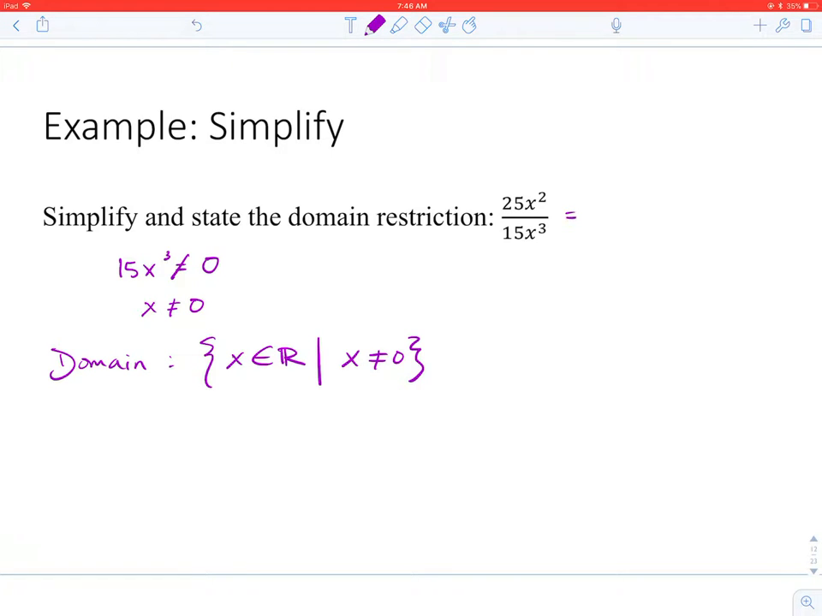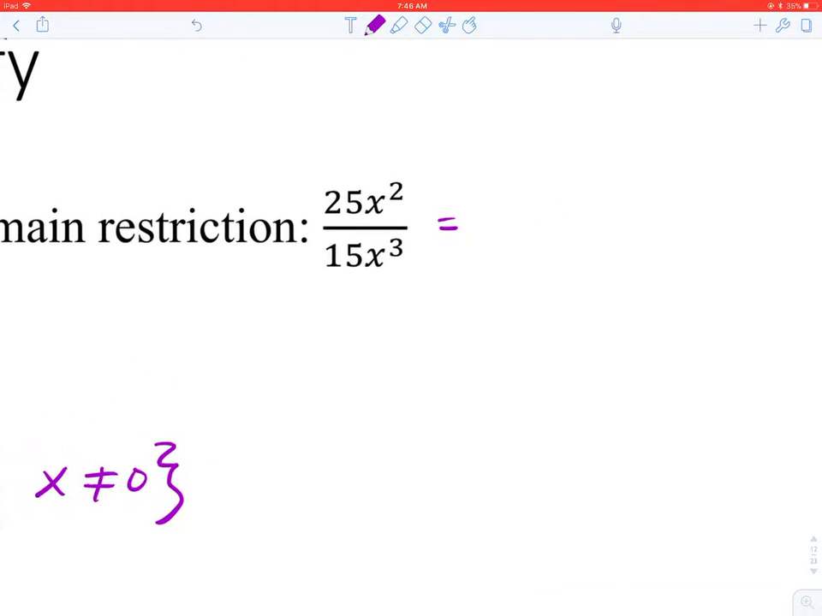Okay, so for simplifying, I'm going to break this down. You could probably look at this eventually and do this in one step. But I'm going to first look at identifying the greatest common factor of the coefficient in the numerator and the coefficient in the denominator. So the GCF of 25 and 15 is 5. And I can write 25 as 5 times 5, and I can write 15 as 5 times 3.